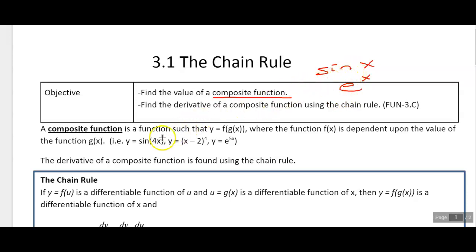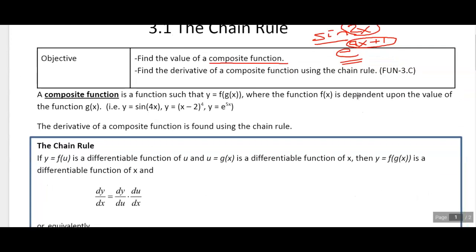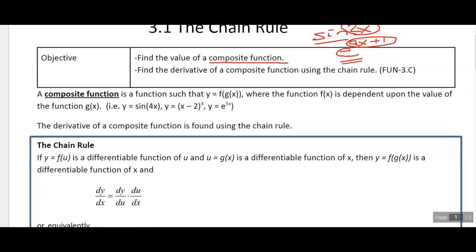But what happens now is we can put a function within a function. So instead of it just being x, we can make it sine of 2x, where 2x is an inside function and sine is on the outside. Or e to the 4x plus 1. This is kind of the inside and e is the outside. So that's what composition is going to look like in this course. So anytime you have a more complex looking equation, that's probably your clue that you're going to use a chain rule.